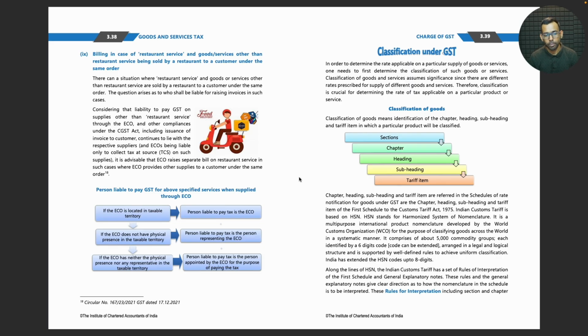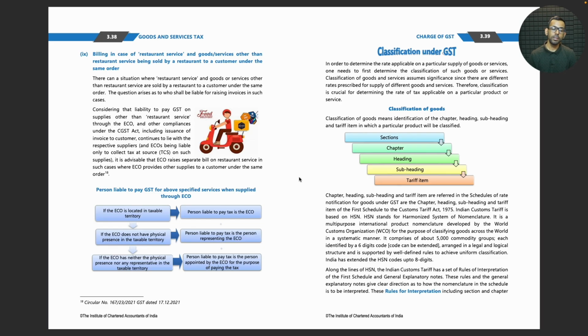Considering that liability to pay GST on supplies other than restaurant service through the ECO and other compliances under the CGST Act, including issuance of invoice to customer, continues to lie with the respective suppliers, and ECOs being liable to collect TCS on such supplies, it is advisable that ECO raises separate bill on restaurant service in such cases where ECO provides other supplies to a customer under the same order.